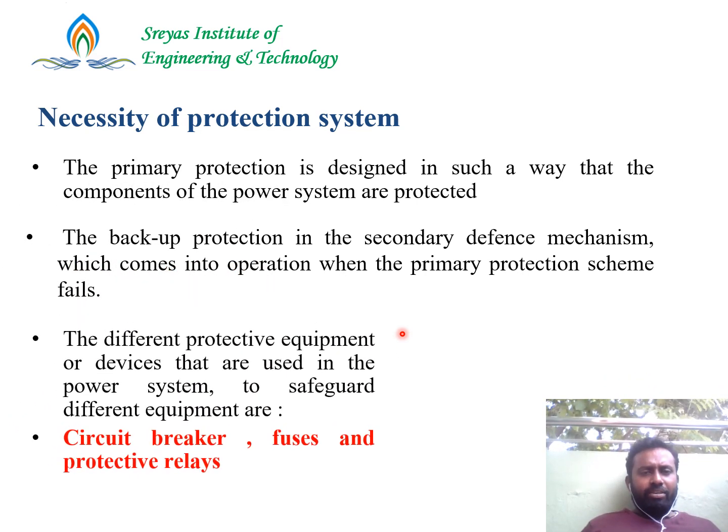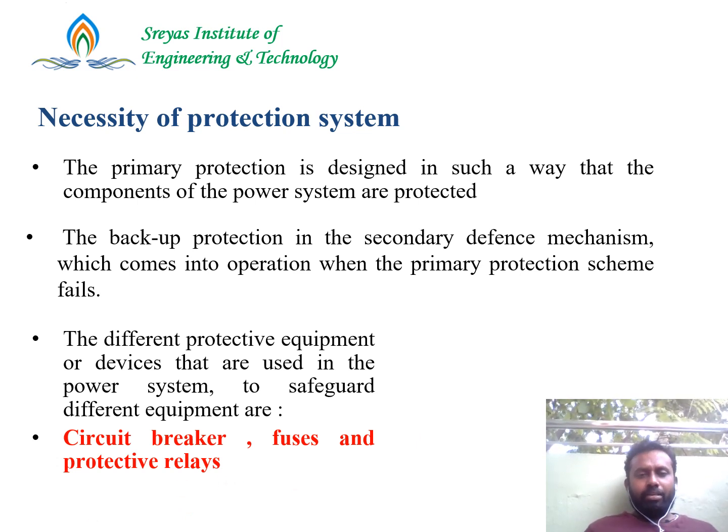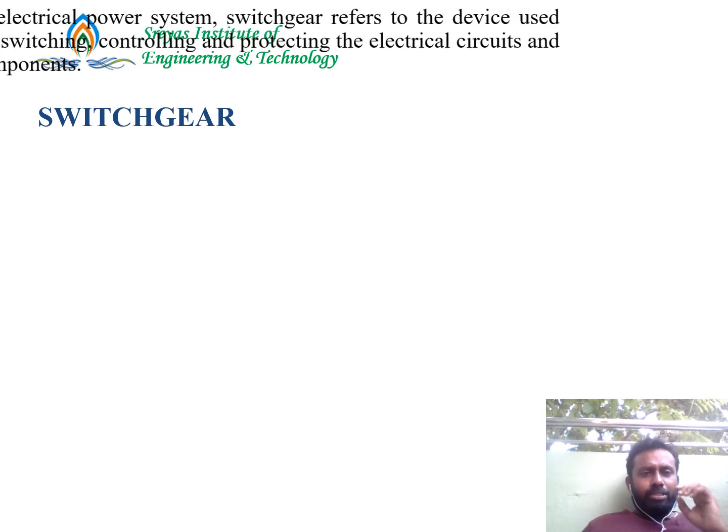The different protective equipments or devices that are used in the power system to safeguard the different equipments are circuit breakers, fuses, and protective relays. These are the three different equipments that are generally used in a substation or the switchgear system, that are used for protecting the system. What is a switchgear?